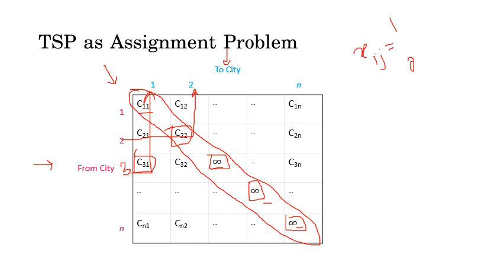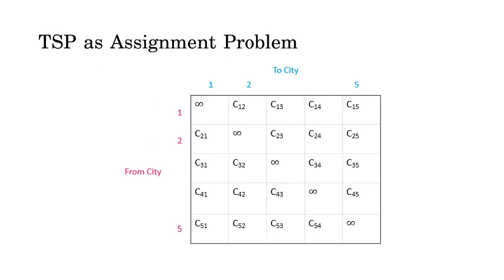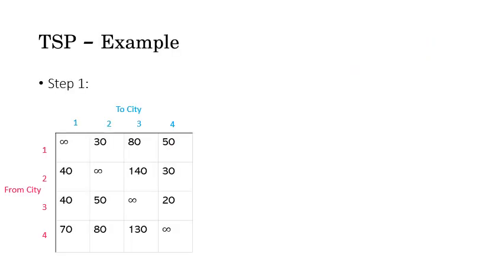So this is the meaning, and let's reduce this to an example of 5 cities. So n is equal to 5 for this particular slide. As you can see, the last city is given number 5. Let us solve an example.